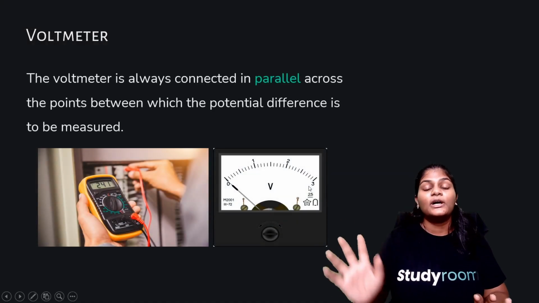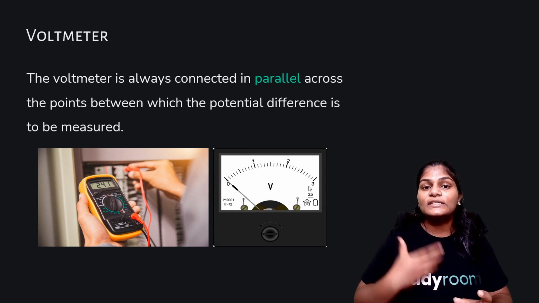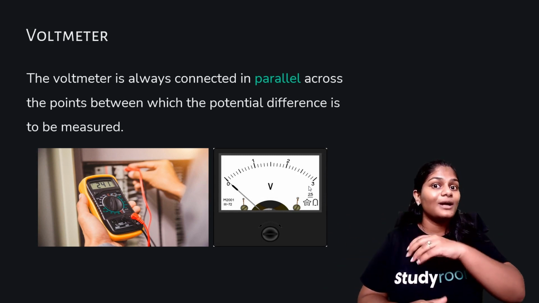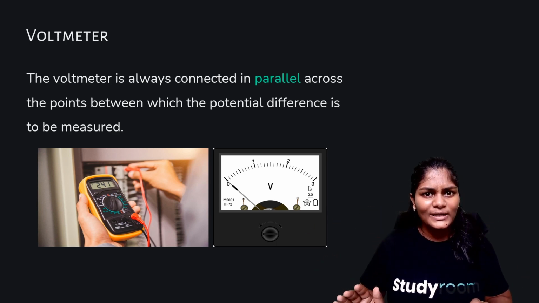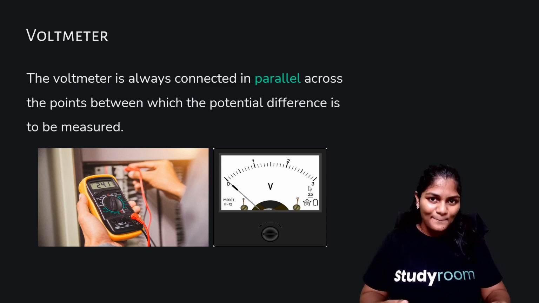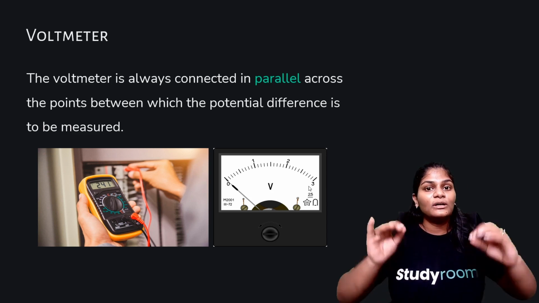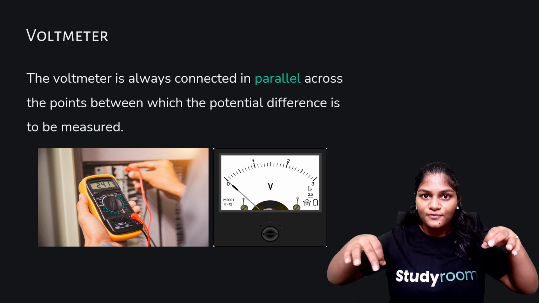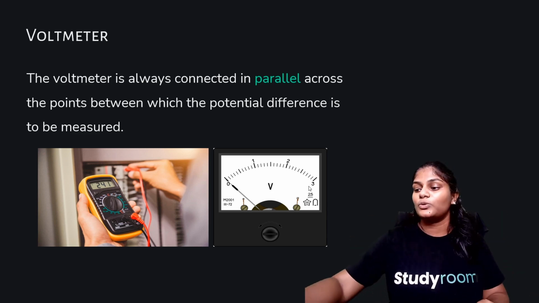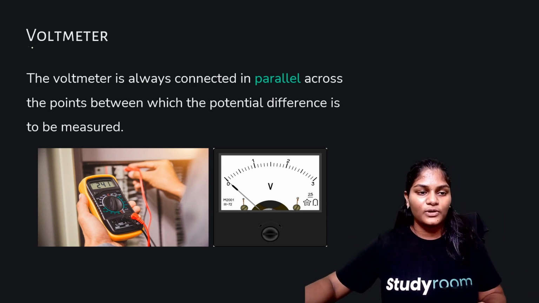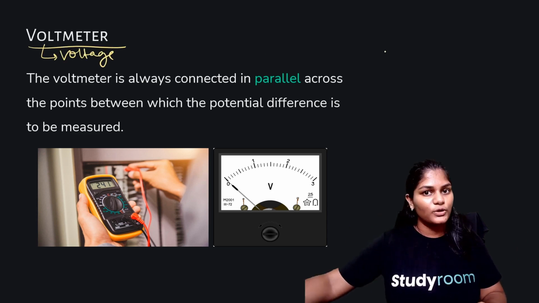Now, voltmeter. You remember when we studied current, we studied that there is a measuring instrument that can measure the current across a conductor. Similarly, do you remember the name of that instrument? Well, it was called ammeter. If you remember it, excellent. Similarly, there is an instrument that can measure the voltage drop or the potential difference between any 2 points in a circuit, that is known as voltmeter. You can just remember it as it's used to measure the voltage, so it is known as voltmeter.